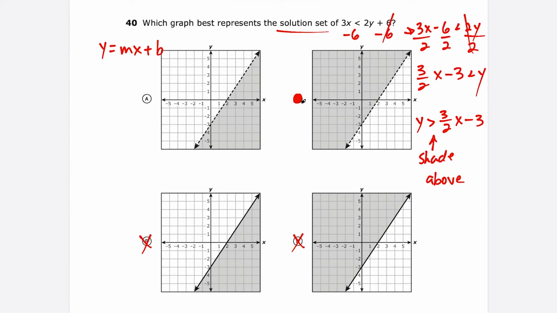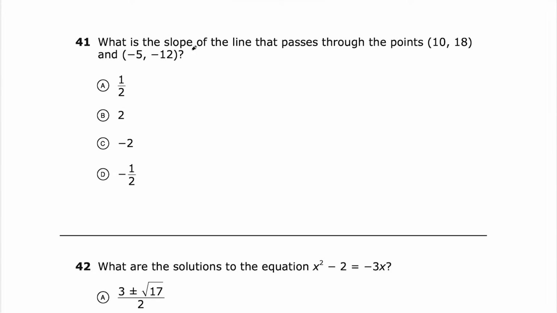So choice C here is our answer. Question 41, we want to know what is the slope of the line that passes through the points (10, 18) and (-5, -12). For this question, we could just use the slope formula. We can use the calculator for this question, but we'll just go ahead and use the slope formula. So remember, m equals y2 minus y1 over x2 minus x1.